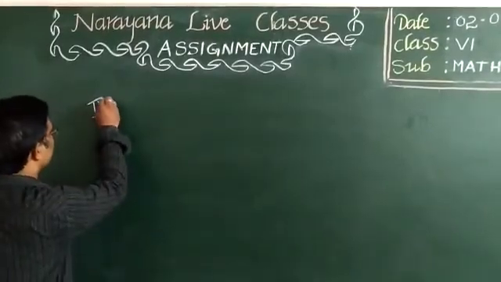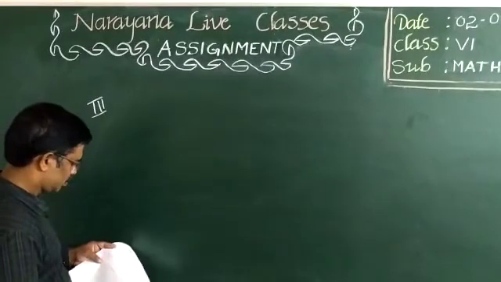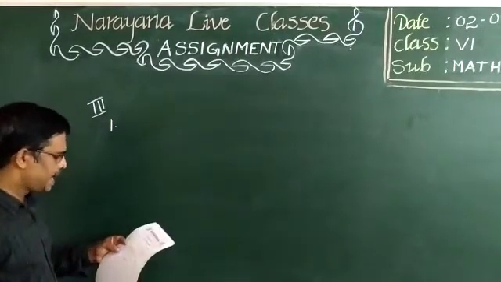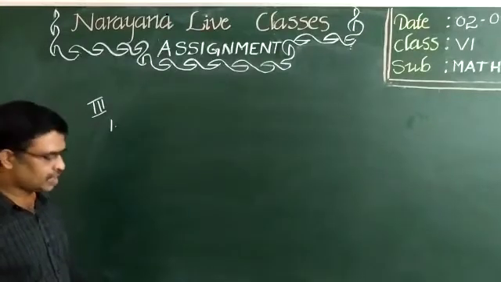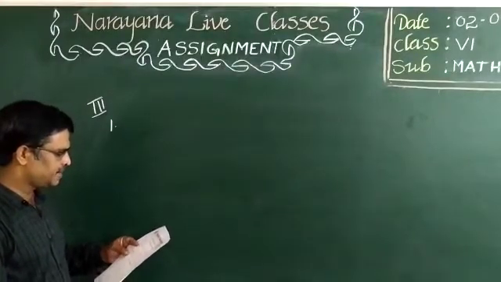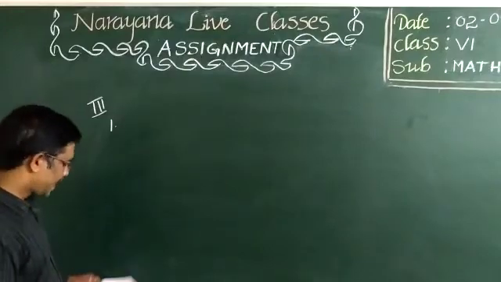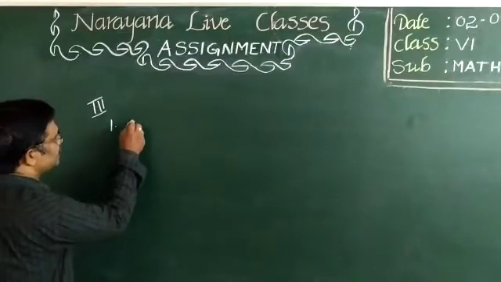Last Roman, third Roman. The question is, define prime and composite number. The definitions of prime as well as composite numbers. Find the prime and composite numbers between 10 and 30. Between 10 and 30, the prime numbers as well as composite are asking. First of all, definition of prime number.